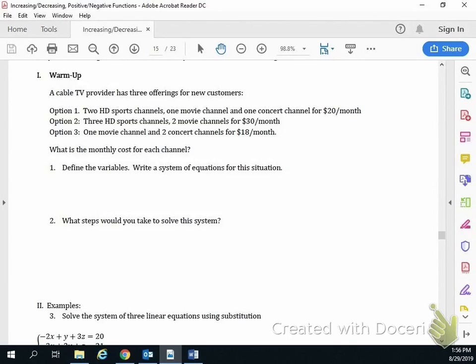Now, whenever you're doing these, you could very easily use S, M, and C for sports, movie, and concert. Normally I will use X, Y, and Z, but it's best to identify what those are. A lot of times you're going to be asked to do it, and a lot of teachers are kind of strict on that. I guess I kind of am too, but I use a little bit of a shortcut on how I identify the variables.